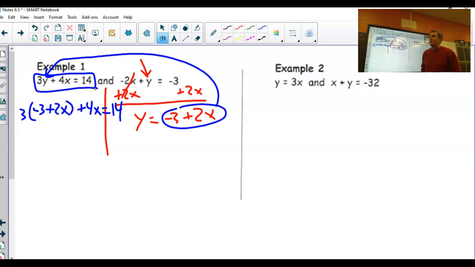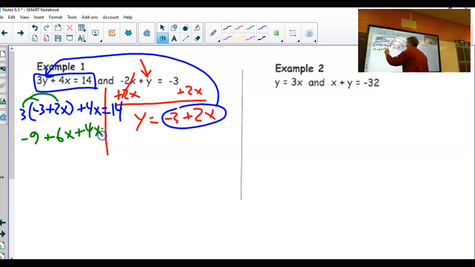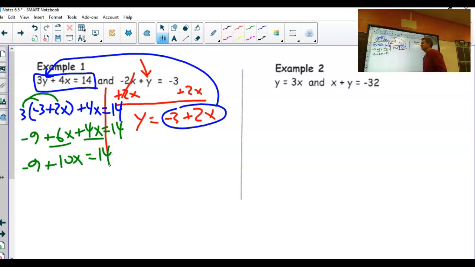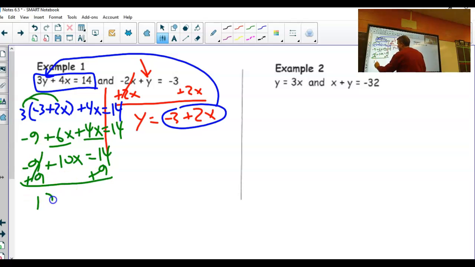And now you have an equation with only one variable, and you can go ahead and solve it. So I would distribute the 3, negative 9 plus 6x plus 4x equals 14. I'd combine my like terms. Negative 9 plus 10x equals 14. This is going to be yucky, isn't it? I would add 9 to both sides. Hope this is right. 10x equals 23.